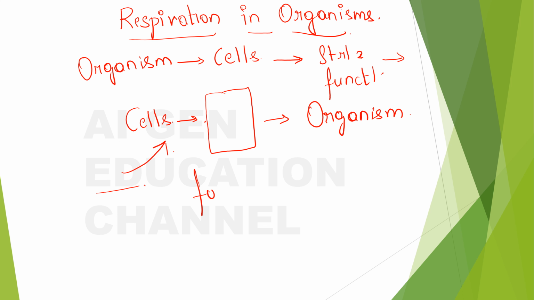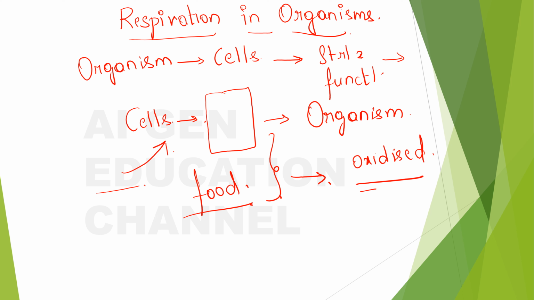But what happens here? You are right that we eat the food, and with this food the cells get energy. But what is the process involved here? What is the way that energy is derived from this food? It is that this food will get oxidized, and only then are the cells supplied with the energy. So how does this happen?